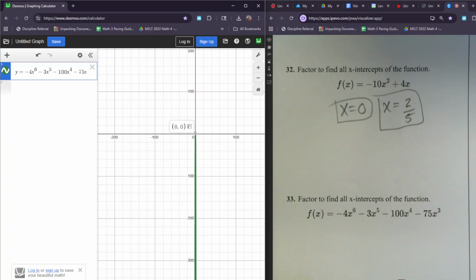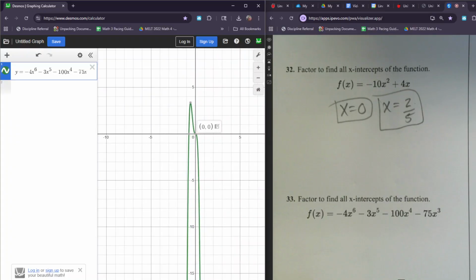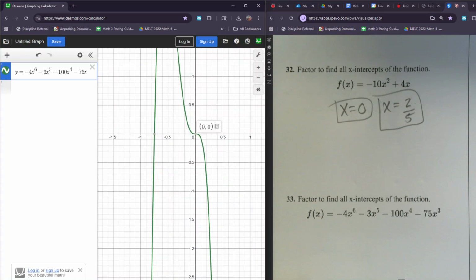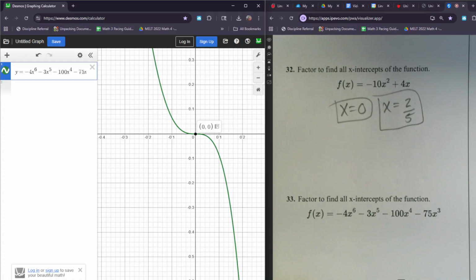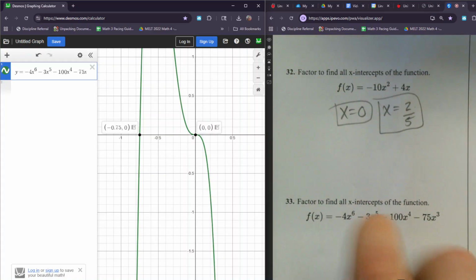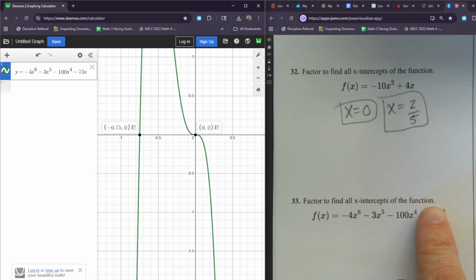Trying, I guess that's all we have then. Okay, well, we'll take that. Okay, so we've got, it just got multiple roots at 0, that's what it is. Okay, so find all the x-intercepts.